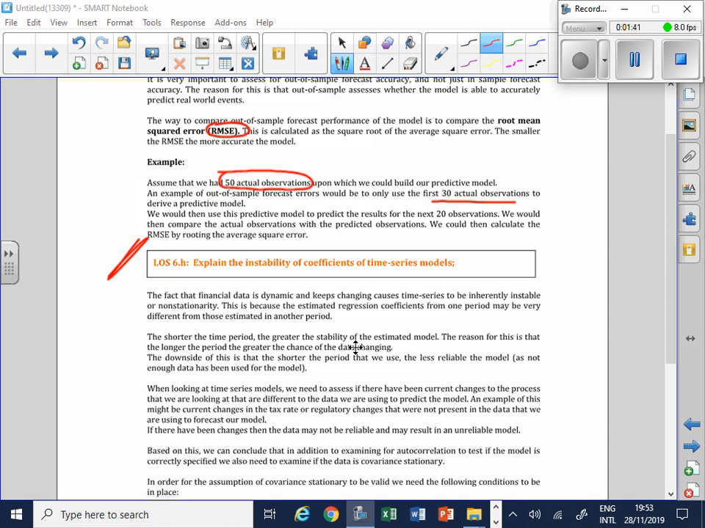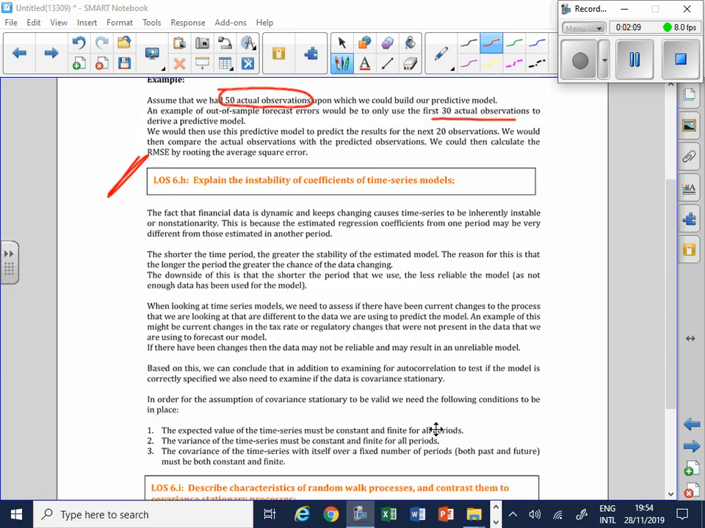Good. Based on this, we can conclude that in addition to examining for autocorrelation, what else? I can test for autocorrelation, and remember, autocorrelation is not good for an AR model, and if I detect autocorrelation, then I move from an AR1 model to an AR2 model, etc. But what's the other test I've got to test for as well? I want no autocorrelation, and I do want covariance stationary. You guys comfortable with that?